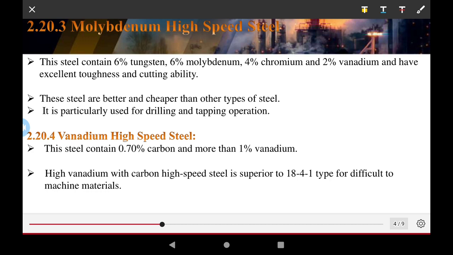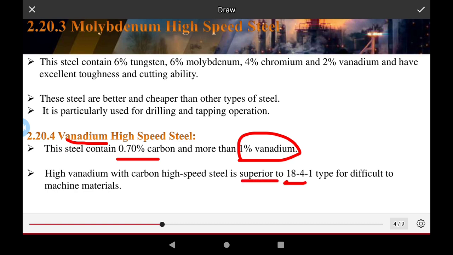Vanadium high speed steel. This steel contains 0.70% carbon and more than 1% vanadium. High vanadium with high carbon high speed steel is superior for types of difficult to machine material.